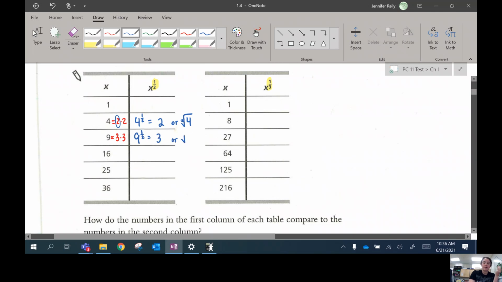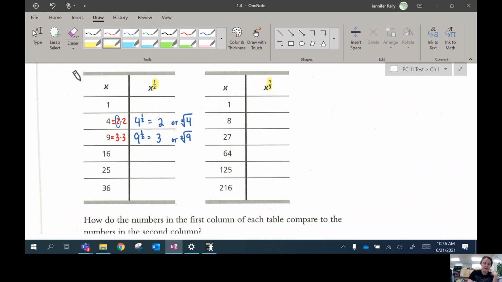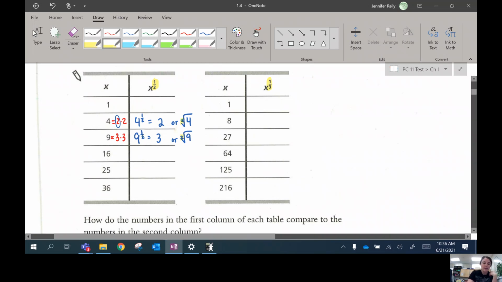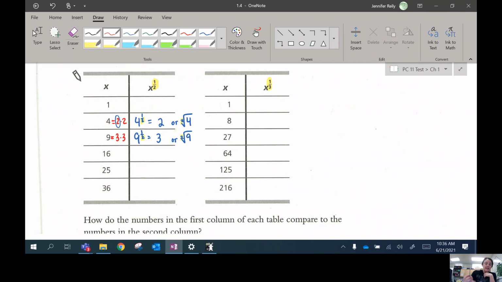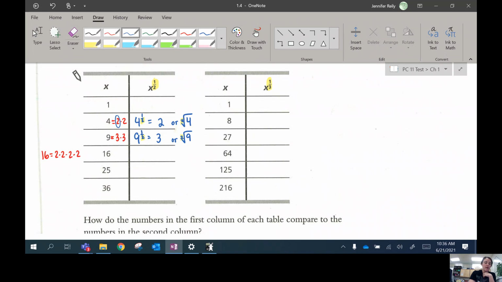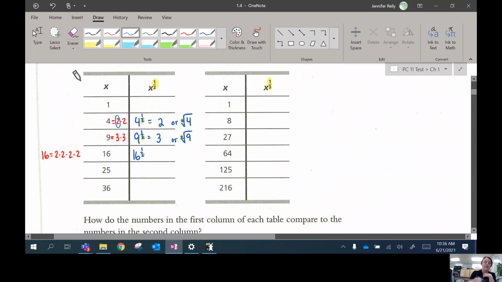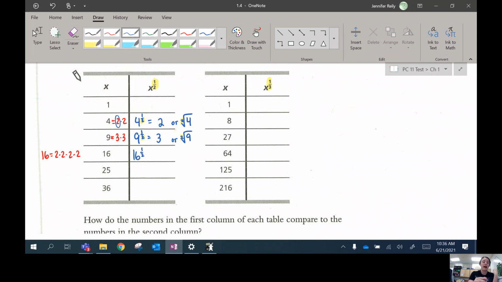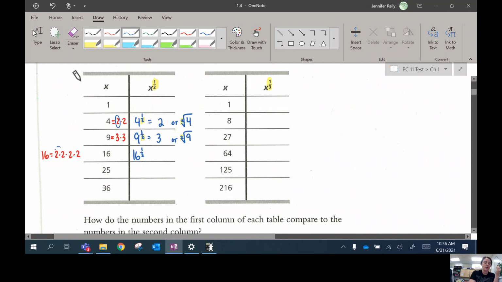Another way to think of it is it's the same as taking the square root of 9. Notice I'm writing the little 2 here. You don't have to write it, but it helps me remember because the little 2 is consistent there. 16, if you break it up into its prime factorization, it's 2 times 2 times 2 times 2. So if we're doing 16 to the power of half, we're going to get halfway there. So we want to take half of those 2's. So that would be 2 times 2, which is 4.